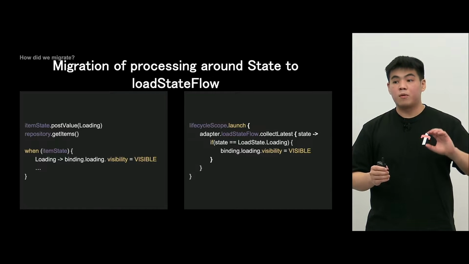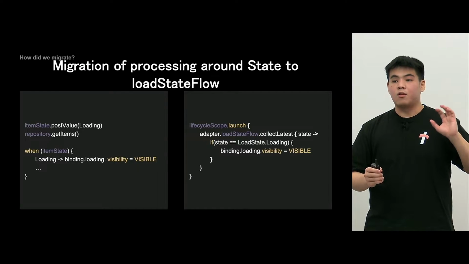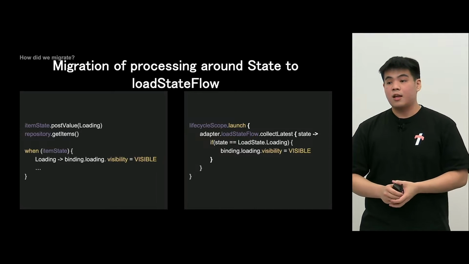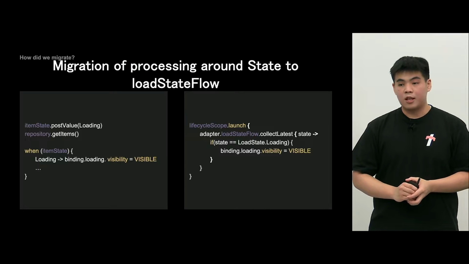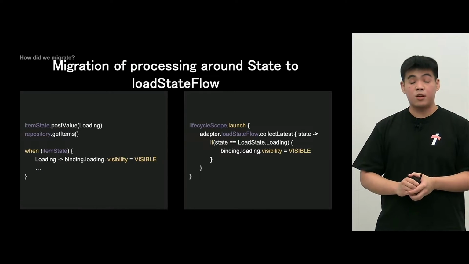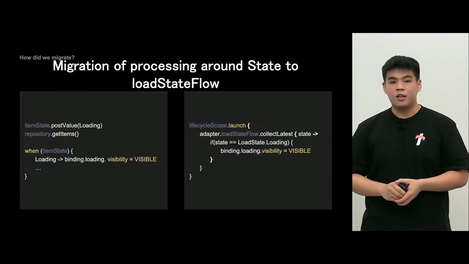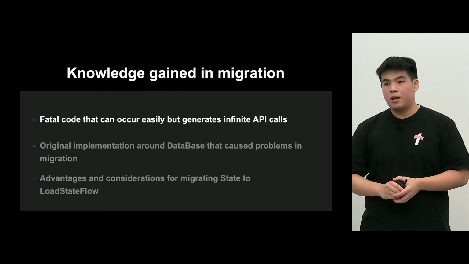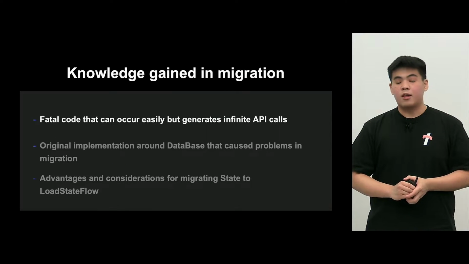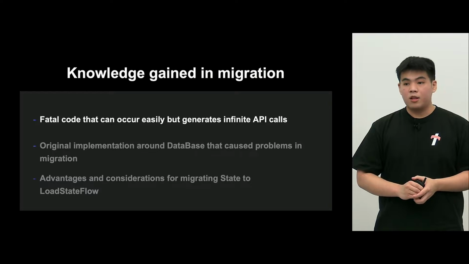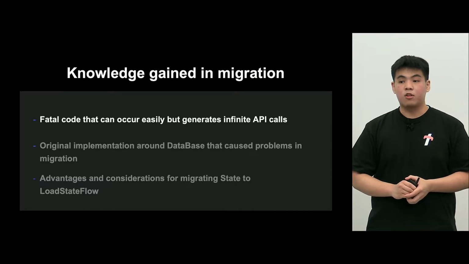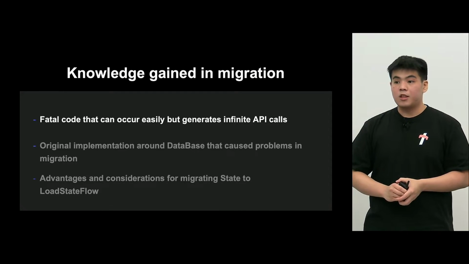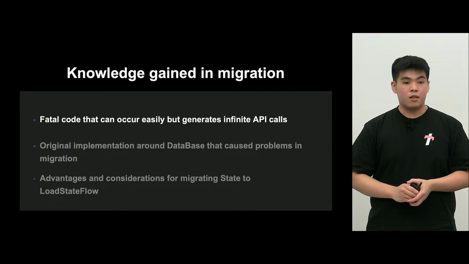Lastly, we migrated the processing around the state to load state flow. In the past, we were changing the state to loading before reading data and displaying the loading at the point where the change is received. But after the migration, we don't have to manage the state anymore. And so far, I've talked about how we migrated. Next, I'd like to talk about the fatal code that makes infinite API calls.